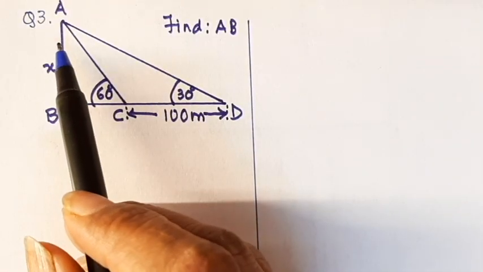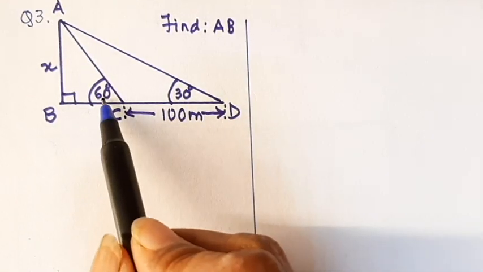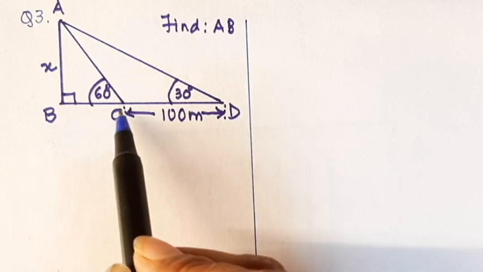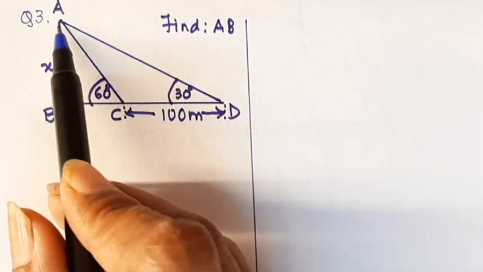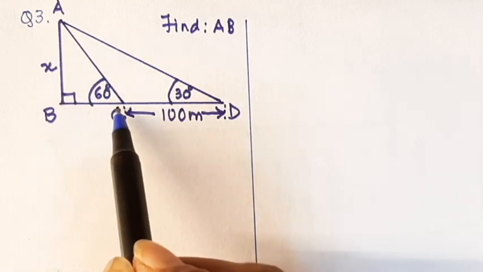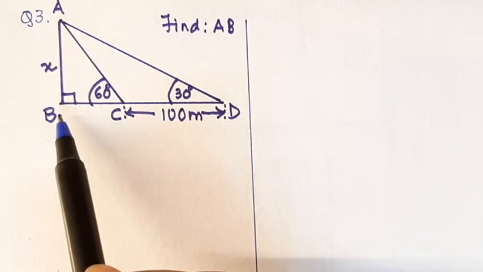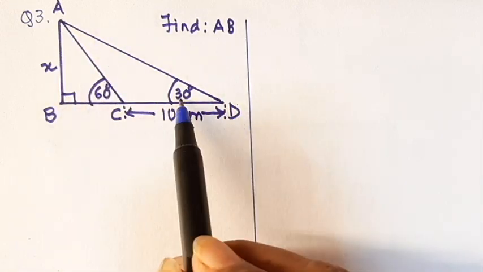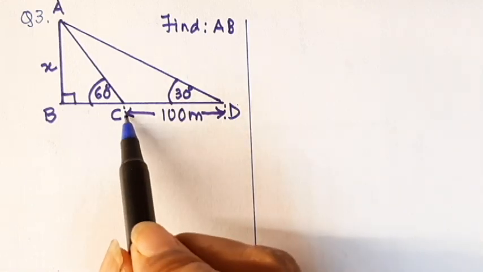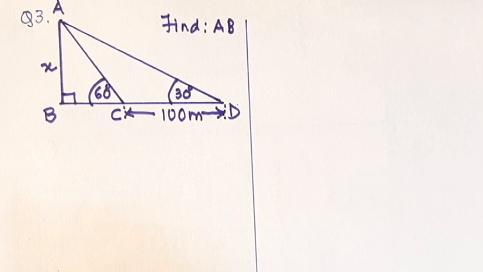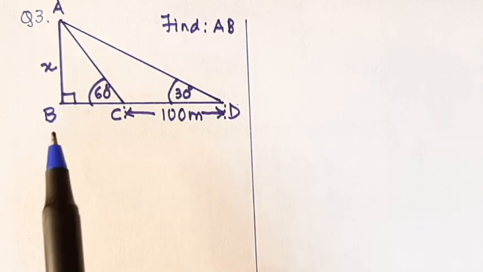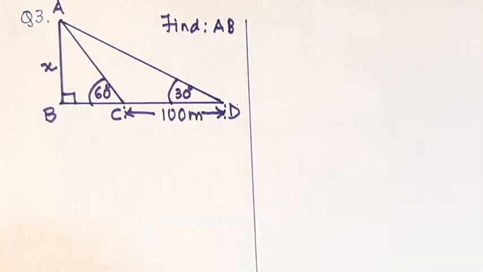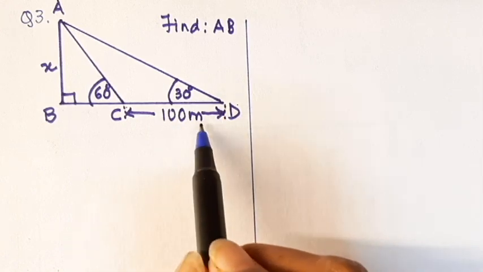Now let us come to our question 3. Look at the diagram. We can see 60 degrees and 30 degrees has been given, and we can see that angle ABC is 90 degrees, but it is part of triangle ABC, which is the right triangle. And we have one more right triangle, which is ABD. And in this ABD triangle, we have 30 degrees also given, and we have the distance CD has been given as 100 meters. Now this is a typical height and distances question.